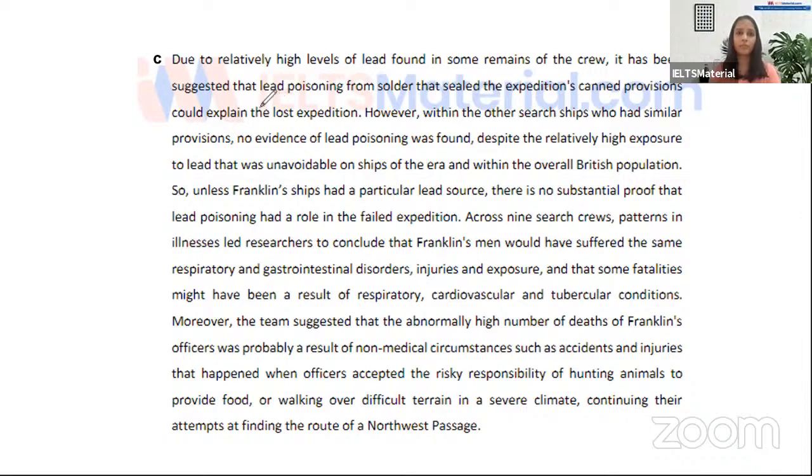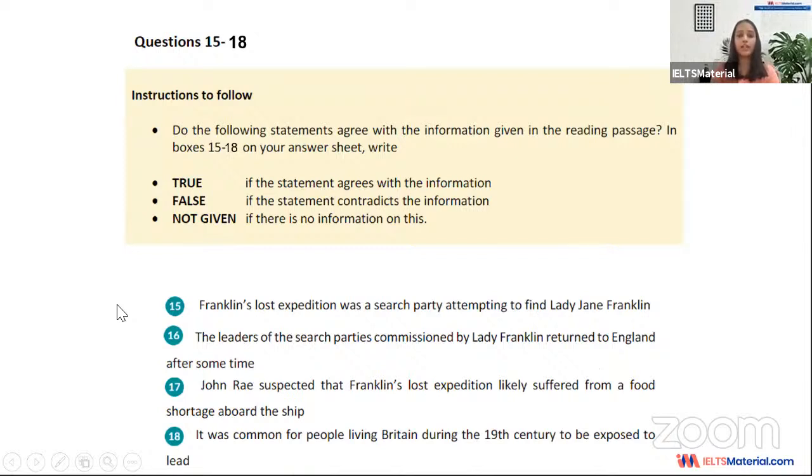So you can see they are mainly talking about lead poisoning. I hope you have been making your notes. All right, so let's see the questions and then we will solve it with the help of the passage. So let's see the first question. Franklin's lost expedition was a search party attempting to find Lady Jane Franklin.